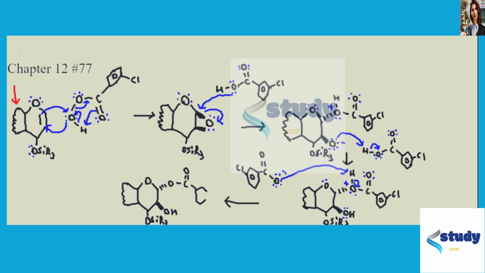And here is our MCPBA derivative that added in the first step. We can put the lone pairs in, but that's it. That's the molecule that we were asked to make. The way to approach this problem, I think, is to recognize that we're going to have an MCPBA epoxidation, and then the byproduct of the MCPBA, the metachlorobenzoic acid, is going to act as a nucleophile and attack the epoxide that we make. And so that's the answer to Chapter 12, problem number 77.